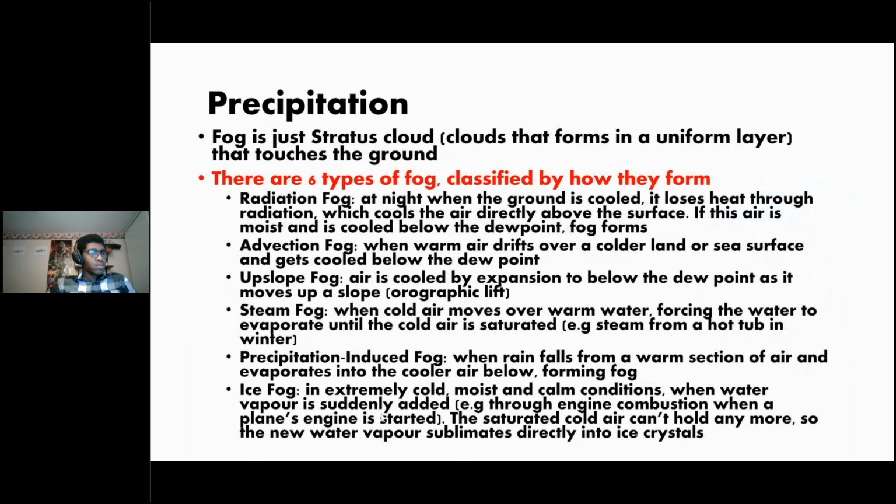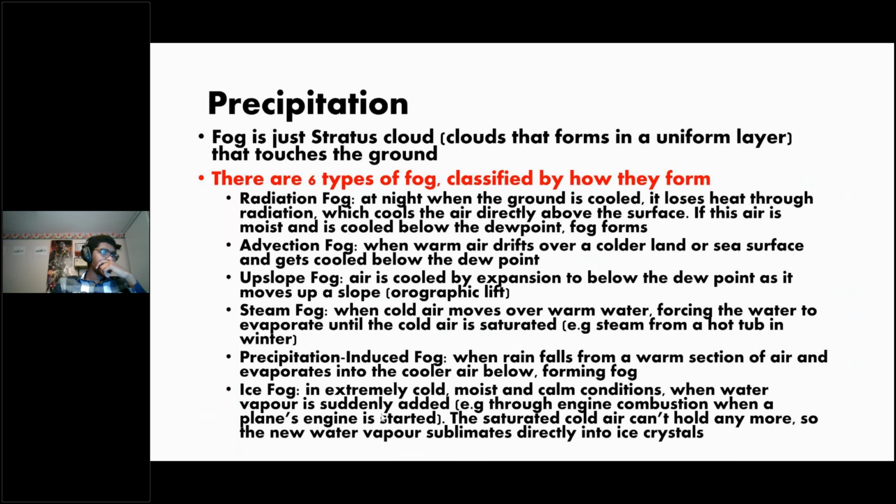And then another important thing to know in aviation is fog. So fog is basically just a cloud that's at surface level. So it's stratus cloud, which is just clouds that form in a nice, stable, uniform layer. So it's just stratus cloud that touches the ground, essentially. So we have 6 types of fog, and they're classified by how they form. So first we have radiation fog, which occurs at night when the ground is cold.